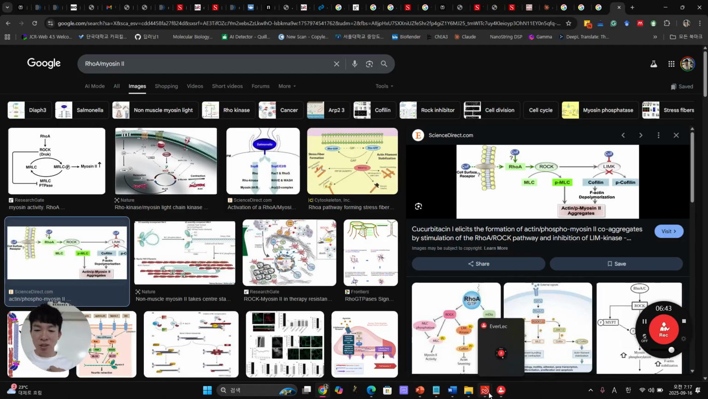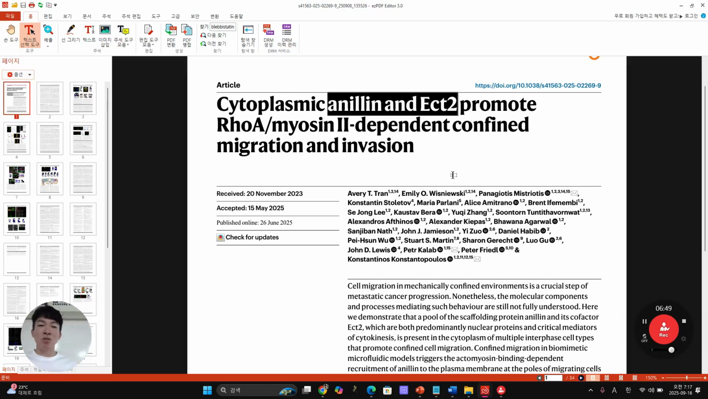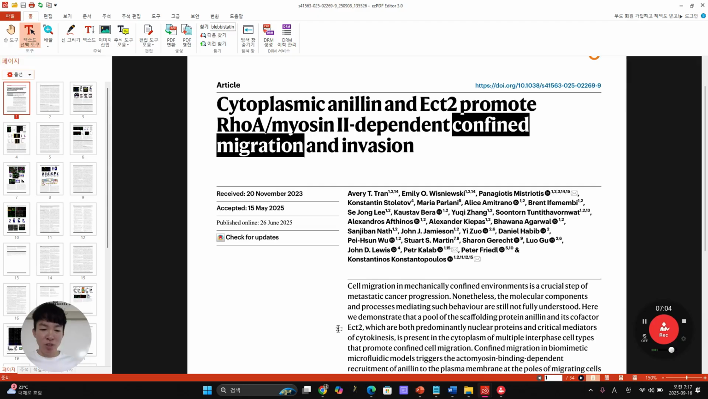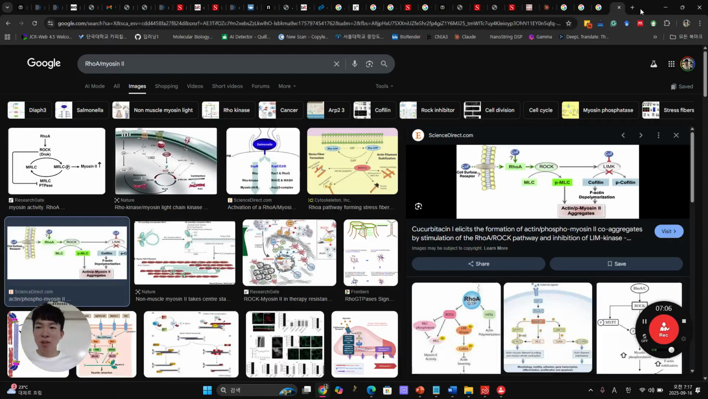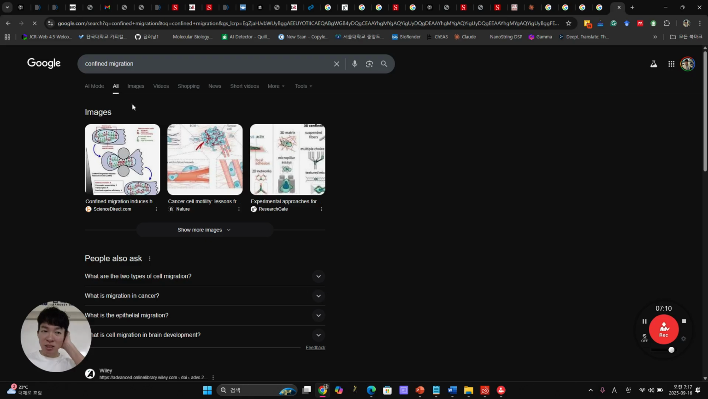Okay. The next one is migration and invasion. Maybe you probably know about this. Let's see Anillin and Actin 2. We have to remember and imagine how they focused on Anillin in this paper. But before that, let's look at confined migration. Maybe you guys have never heard about confined migration before, so let's see. Confined migration is this one.